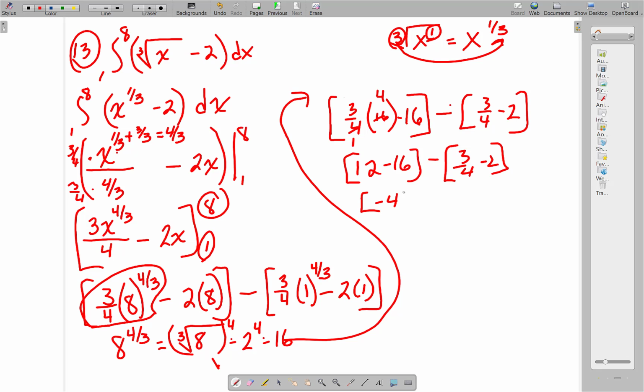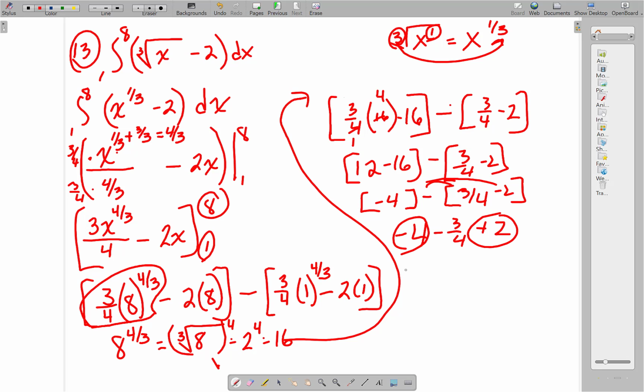So we have -4 minus 3/4 minus 2. And I'm going to distribute this negative here to both of these. So I would have -4 minus 3/4 plus 2. -4 plus 2 gives me -2 minus 3/4. And our -2 would be written as -8/4 to match this bottom number, minus 3/4 is equal to -11/4. And that is your answer for number 13.